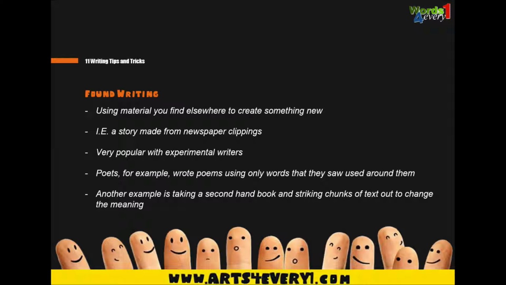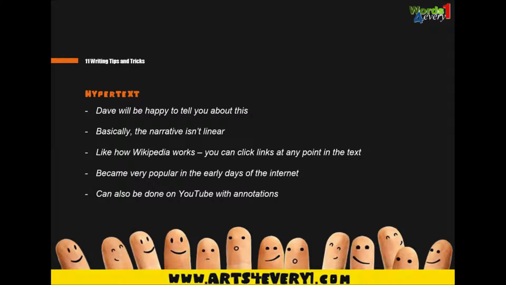Found writing is another cool one. So you basically use material that you've found elsewhere to create something new. So you might make a story out of newspaper clippings or something. Now this is really popular with experimental writers. So poets, for example, sometimes wrote poems using only the words that they saw around them. Or you could take a second-hand book and cross out bits of the text just to use, you know, words that you're left with.